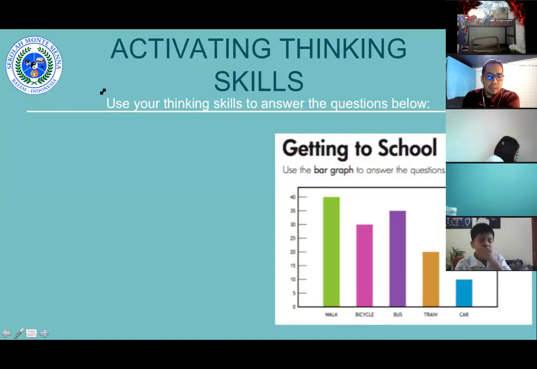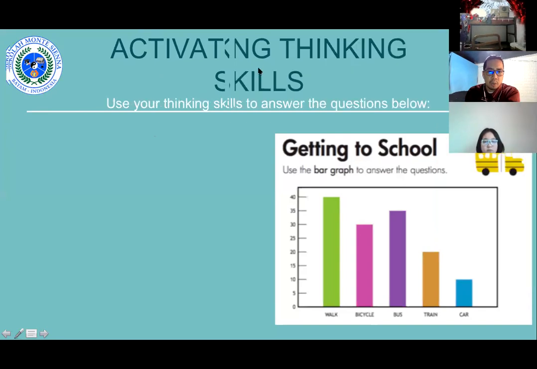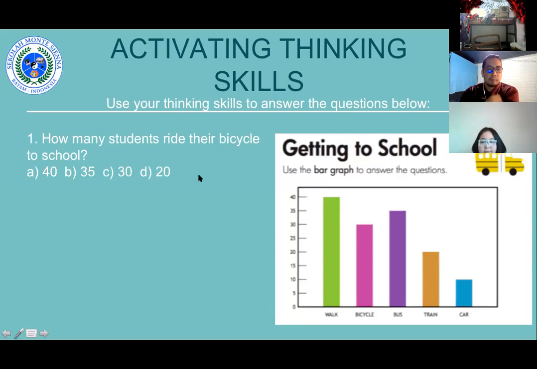Now, before we start our discussion, I want you to activate your thinking skills by answering the following questions. Base your answer from the graph on the right, okay? Use the chat to message teacher about your answer. Number one, how many students ride their bicycle going to school? From the bar graph, answer the following questions. Again, use chat.